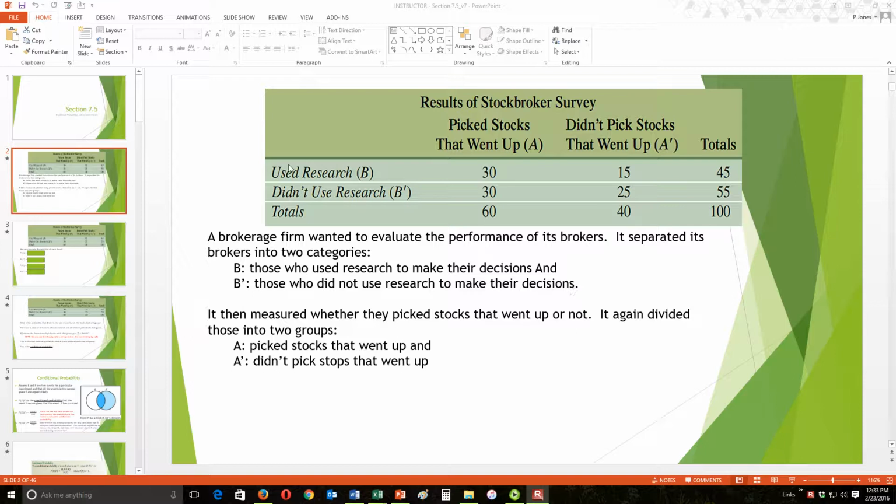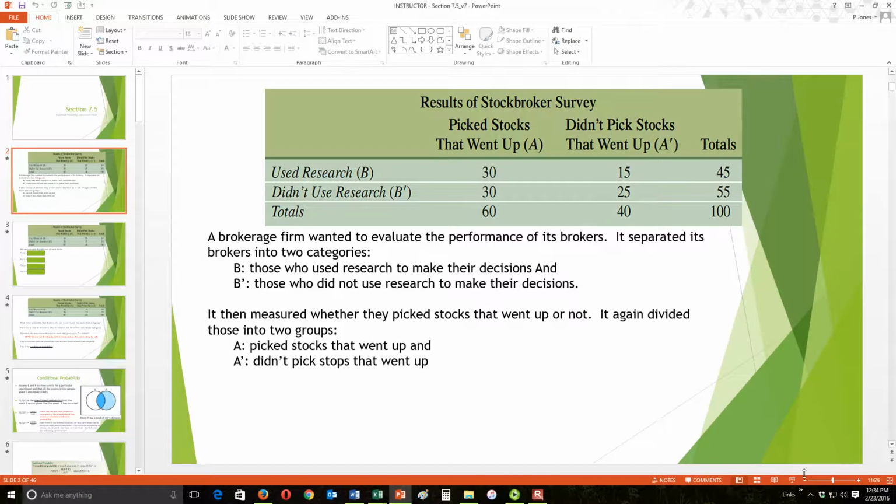So we have our B in our top row, our B complement in our second row. It further subdivided that. It then measured whether they picked stocks that went up or down. It again divided those into two groups. A was the group who picked stocks that went up, and A complement those who didn't pick stocks that went up. So those are our columns here.